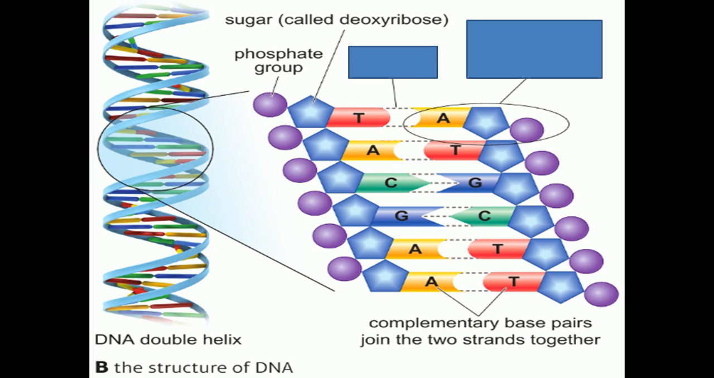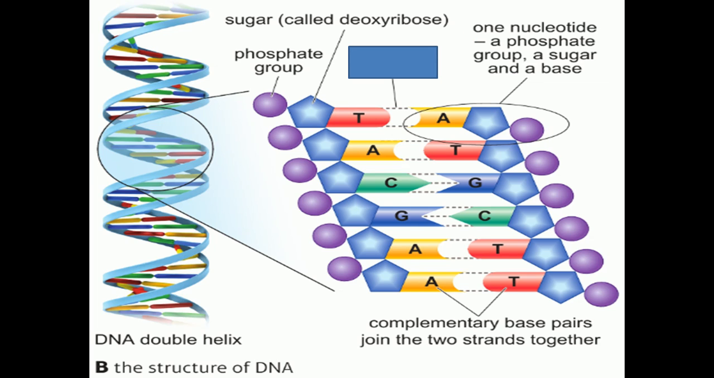The DNA molecule is made up of repeated structures called nucleotides, and one nucleotide contains a phosphate group, a sugar, and one base. A common mistake in the exam is to state that a nucleotide contains a complementary base pair, but it only contains one base.